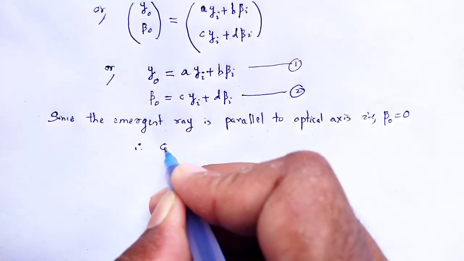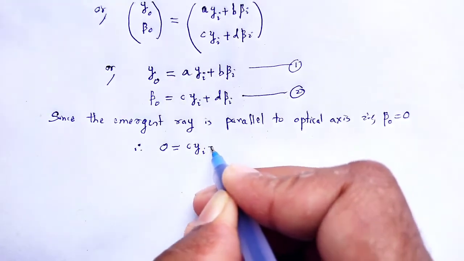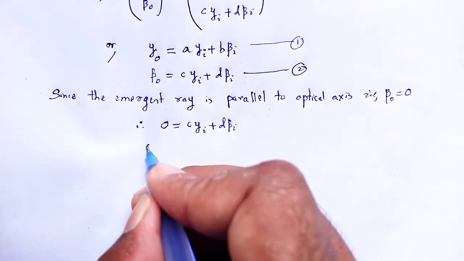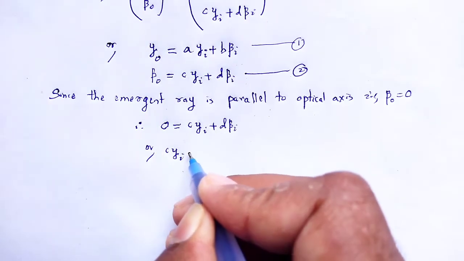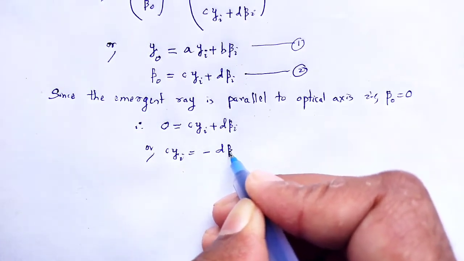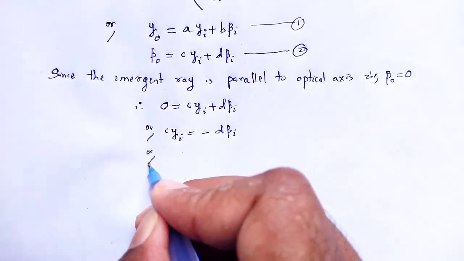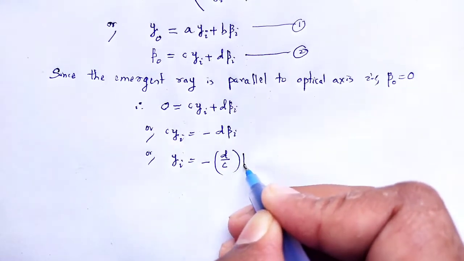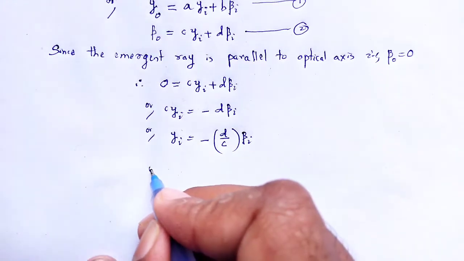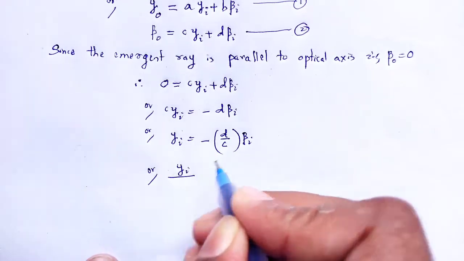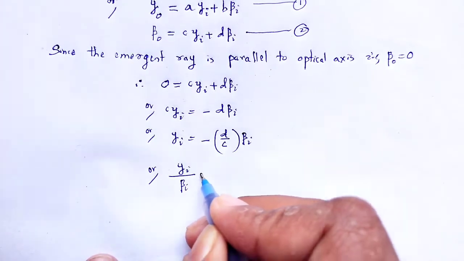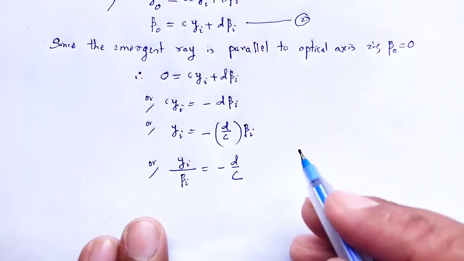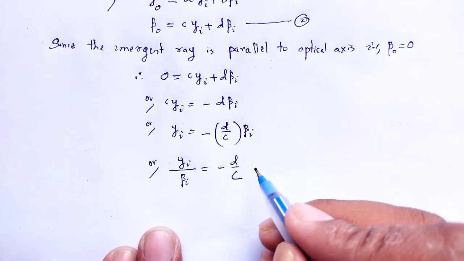Therefore 0 is equal to C yi plus D beta i, or C yi is equal to minus D beta i, or yi is equal to minus D by C beta i, or yi divided by beta i is equal to minus D by C. Let it be equation number 3.